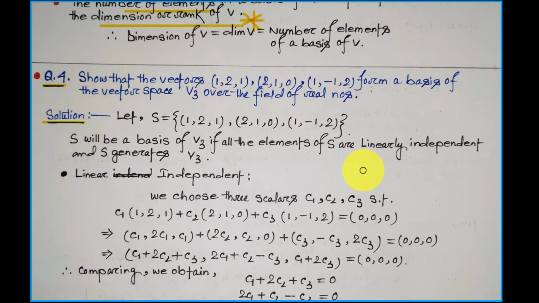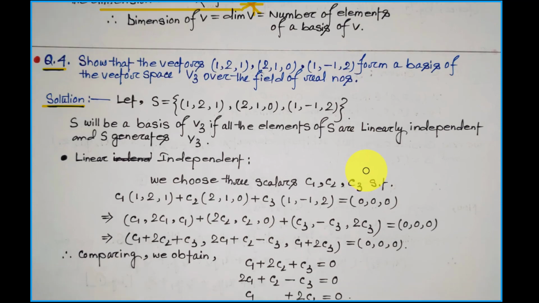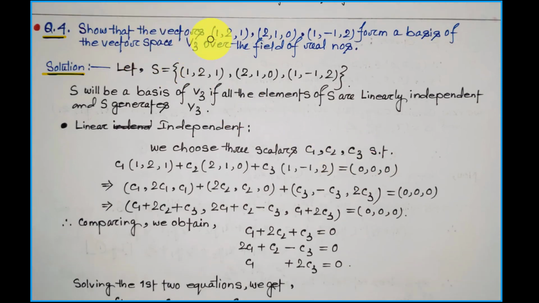Alright, now let us consider an example. Show that the vectors 1 2 1, 2 1 0, 1 minus 1 2 form a basis of the vector space V3 over the field of real numbers. Means this is not a problem to find dimension. Here we have to show that these elements will form a basis of this vector space. Okay, actually this V3, this 3 represents the dimension of this vector space.